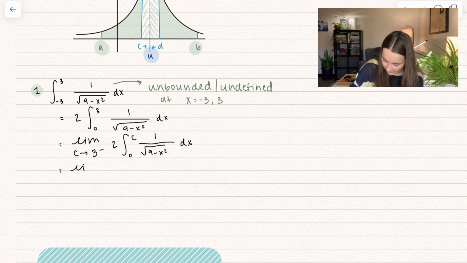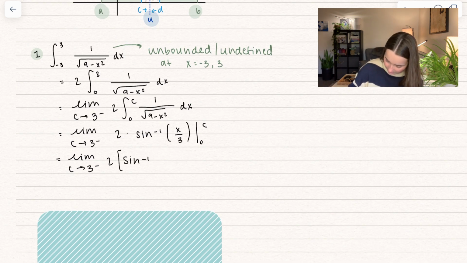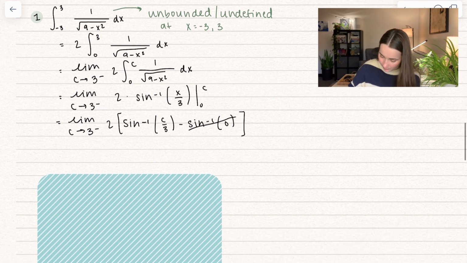So let's go ahead and take that antiderivative, right? We know what this is going to equal. This is going to be inverse sine of x divided by 3, since 3 squared is equal to 9. And this is going to be evaluated between 0 and c. So let's go ahead and plug in upper minus lower. So here we have inverse sine of c divided by 3, minus inverse sine of 0. But inverse sine of 0 is just 0, so we don't have to worry about that.